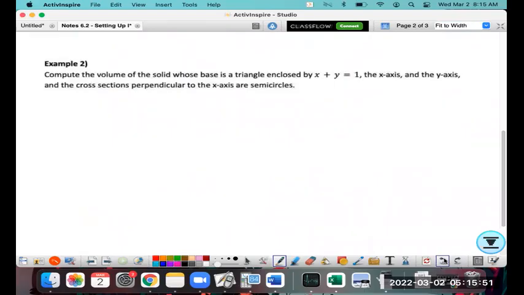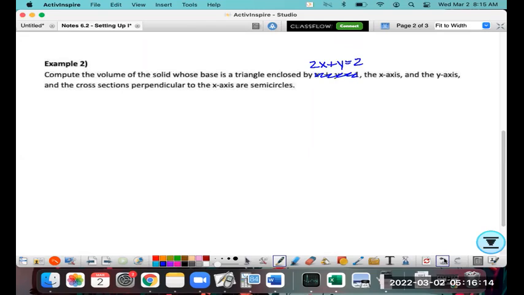All right, so example 2, compute the volume of the solid whose base is a triangle enclosed by the function x plus y equals 1, the x-axis, and the y-axis. Oh, that's not what you guys have on your paper. I'm sorry. I thought I had updated this. 2x plus y equals 2.